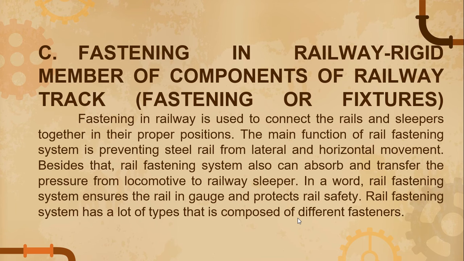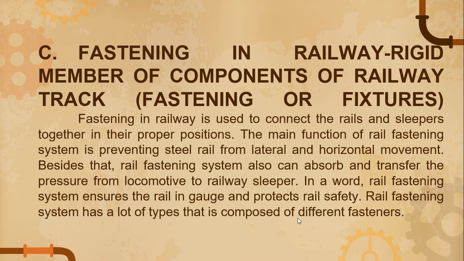Fastening in railway, rigid member of components of railway track, fastening or fixtures. Fastening in railway is used to connect the rails and sleepers together in their proper positions. The main function of rail fastening system is preventing steel rail from lateral and horizontal movement. So yung pinaka-main function nga niya is to prevent yung steel rail sa lateral and horizontal movement.